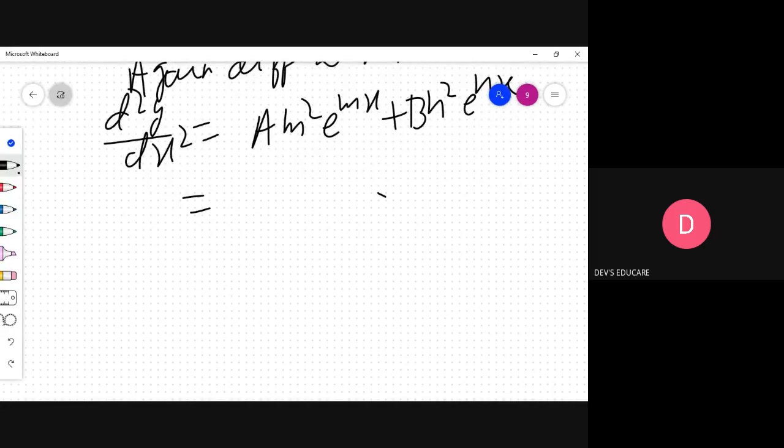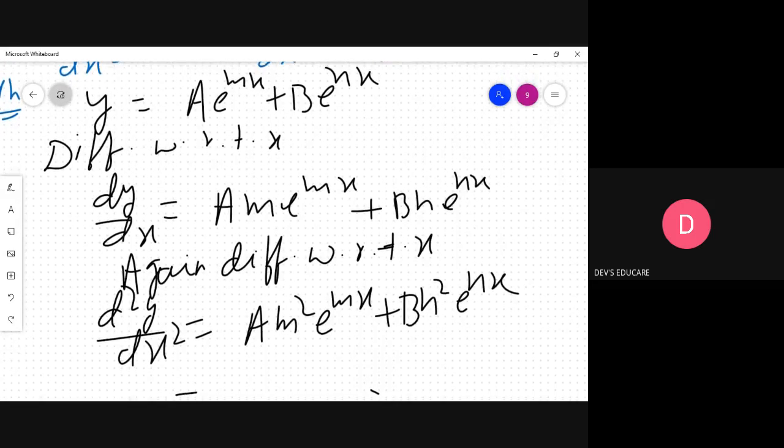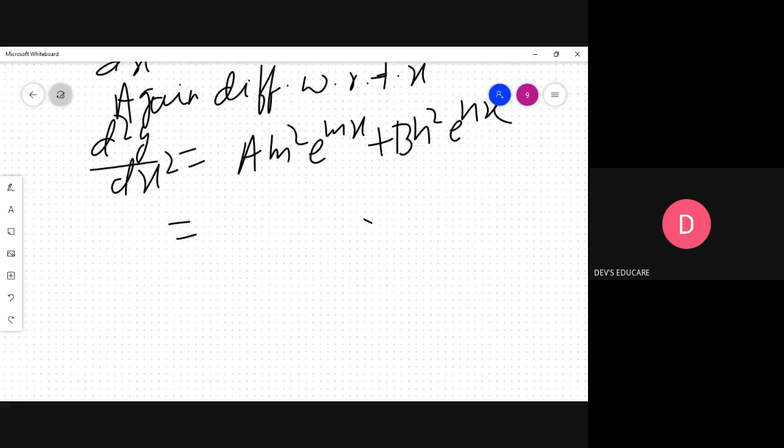So this is... there goes something wrong, I think. Am square, it is even, no, it's correct. So what we have to do, we have to put all these values in the equation.